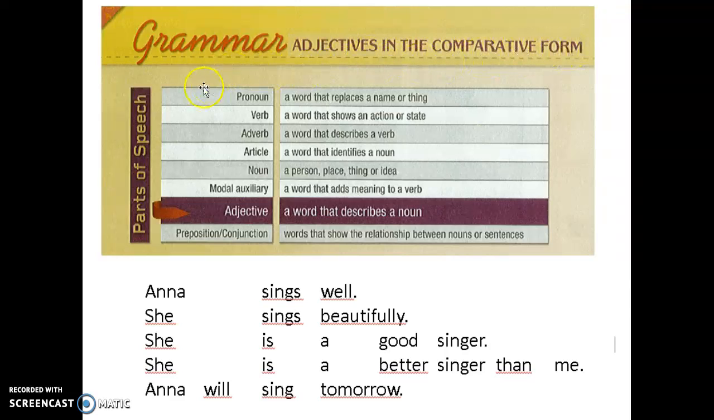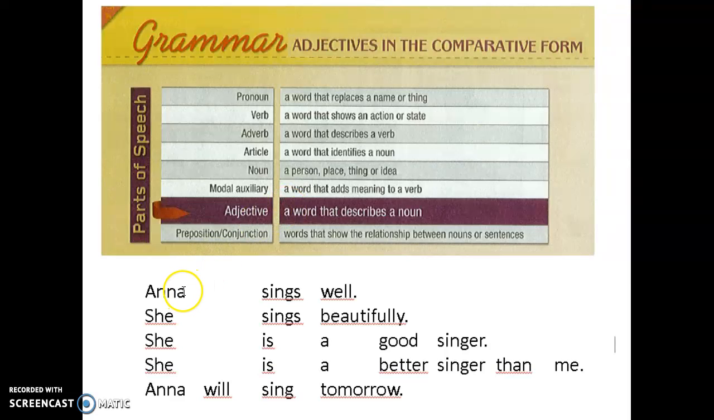But before we do that, we'll take a look at the parts of speech. So here are the parts of speech and their descriptions, and here are a few sentences. So I will first of all look at the pronouns. A pronoun is a word that replaces a name or a thing.